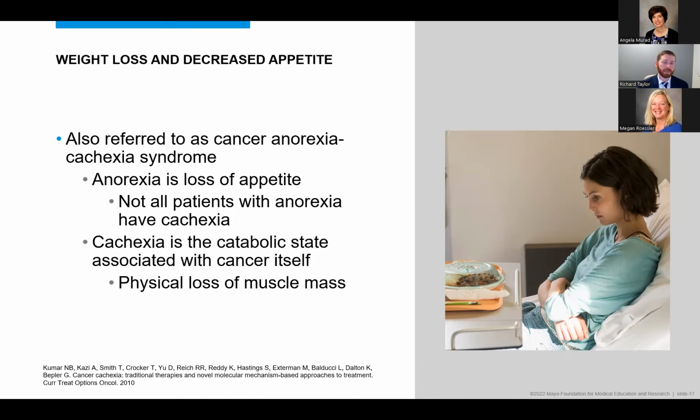And you may hear it referred to as cancer anorexia cachexia syndrome. Our fancy way of stating it is basically that anorexia is a loss of appetite. Not all patients with a loss of appetite have cachexia, but cachexia is a state in which the body is using up a lot of energy, a catabolic state. And so the body is getting its energy from fat on your body, and then if it doesn't get enough, it'll move on to muscle. So folks with cancer can lose weight pretty quickly. This is a syndrome, if you will, that we have to address as well.